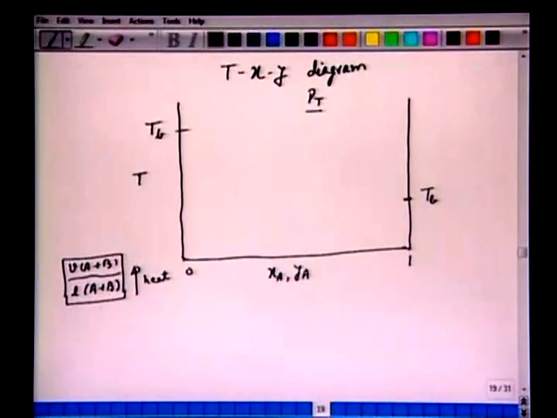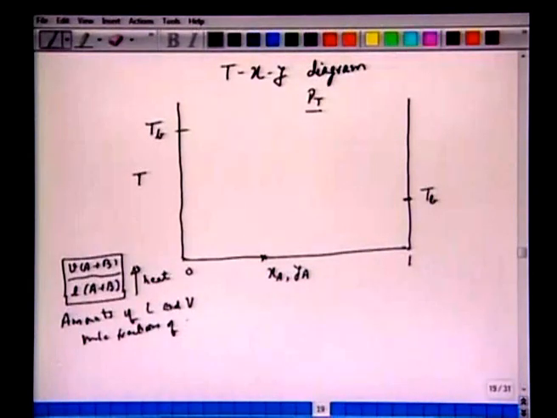When we have the binary components A plus B, we start with certain mole fractions and heat this system. One can do this experiment, monitor the amounts of L and vapor, and the compositions, the mole fractions of A or B in the two phases. Essentially, one can monitor Xa and Ya. So 1 minus Xa will be the mole fraction of B in the liquid, and 1 minus Ya will be the mole fraction of B in the vapor phase.